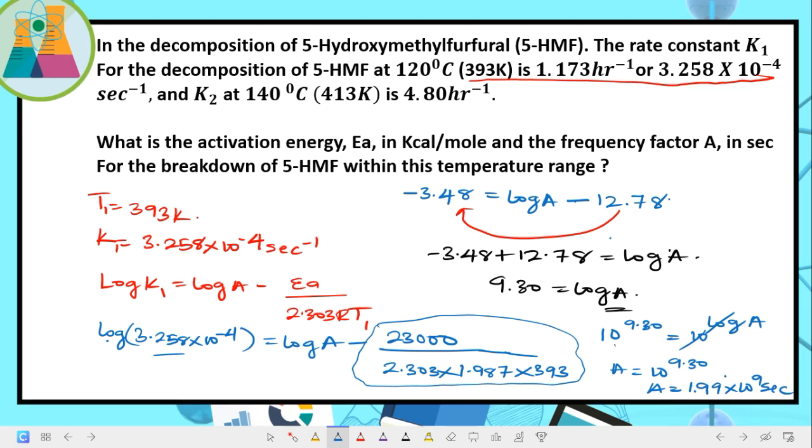Now 1.99, let me write it here, please follow me. 1.99 times 10 raised to the power of 9. If you approximate 1.99, it will give us 2.0 times 10 raised to the power of 9 per seconds. And that was how that answer was gotten. 2.0 times 10 raised to the power of 9 per seconds. Thank you for your time.